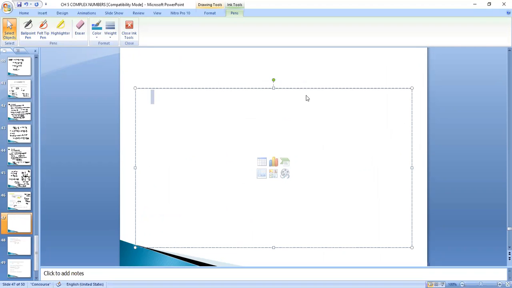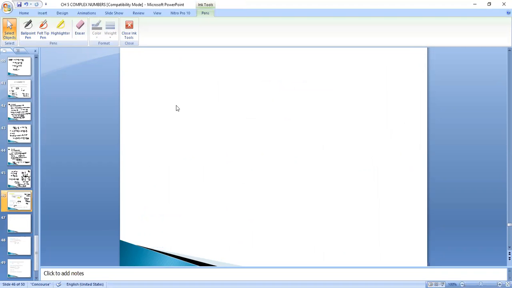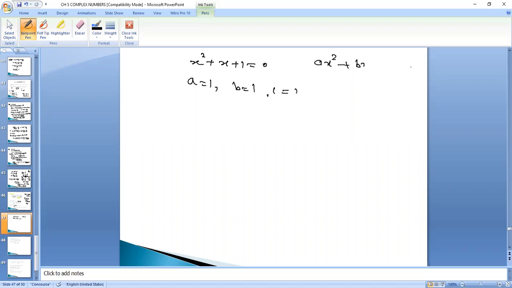So we have the equation x square plus x plus 1 is equals to 0. For your convenience, you can also write the value a is equals to 1, b is equals to 1, c is equals to 1. It is for your convenience only. On comparing this equation with ax square plus bx plus c is equals to 0, a is equals to 1, b is equals to 1 and c is equals to 1. Now x is equals to minus b plus minus root b square minus 4ac upon 2a.